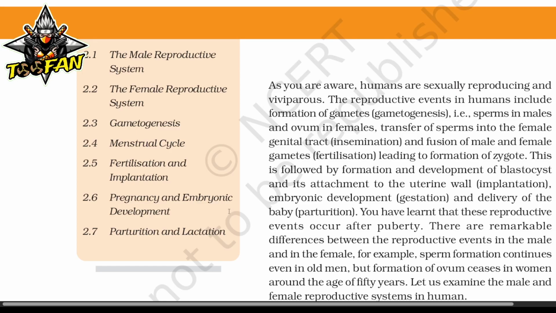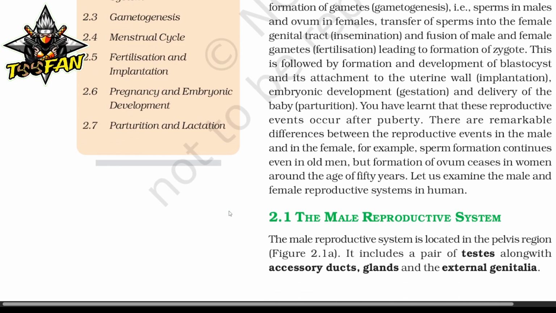You have learned that these reproductive events occur after puberty. There are remarkable differences between the reproductive events in the male and in the female. For example, sperm formation continues even in old men, but formation of ovum ceases in women around the age of 50 years. Let us examine the male and female reproductive system in humans.